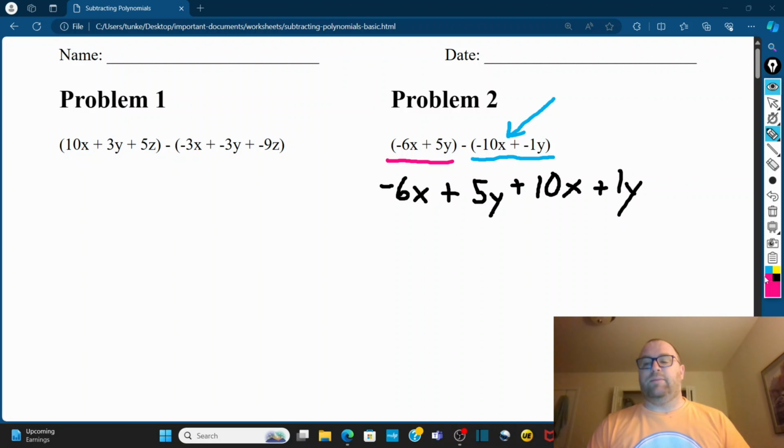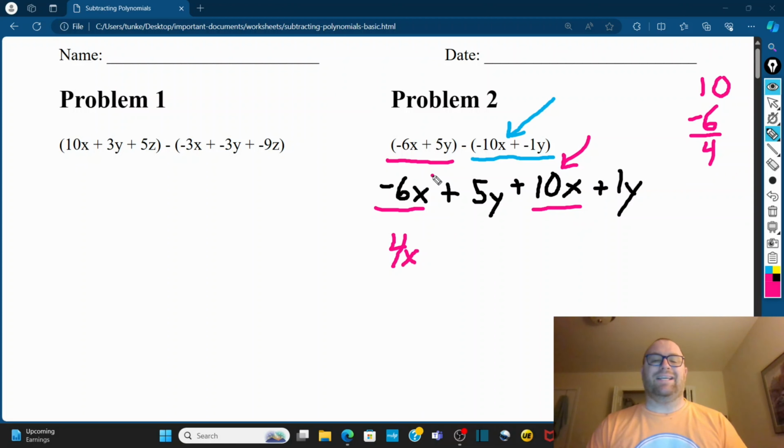Okay, from now on, I'm going to combine my like terms. So I have negative 6x plus 10x. Remember, we're adding coefficients of opposite signs. So I'm going to do 10 minus 6. I'm going to get 4. I note that 10 is the number that's further away from 0 on the number line, so I'm going to keep the positive sign. So it's going to be positive 4x.